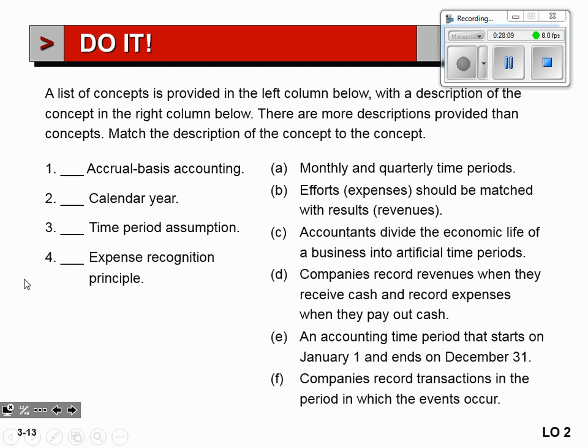Speaking of it, since we've got just a smidge of time, how would you answer accrual basis accounting? A, B, C, D, E, or F? Very good. Number 2 is what? E. Can a calendar year and a fiscal year match? Yes. Time period assumption is what? C. Months and quarters are technically artificial time periods in the accounting world, that is.